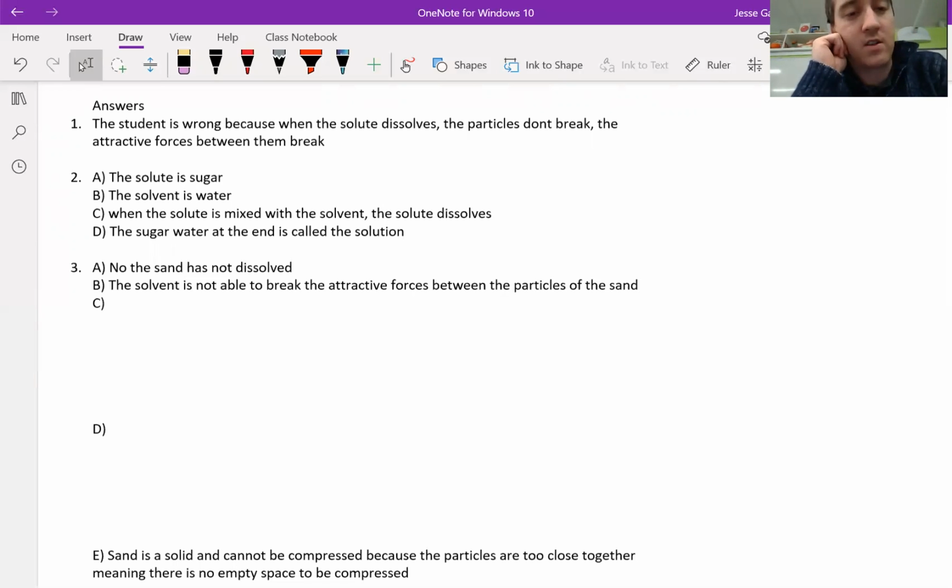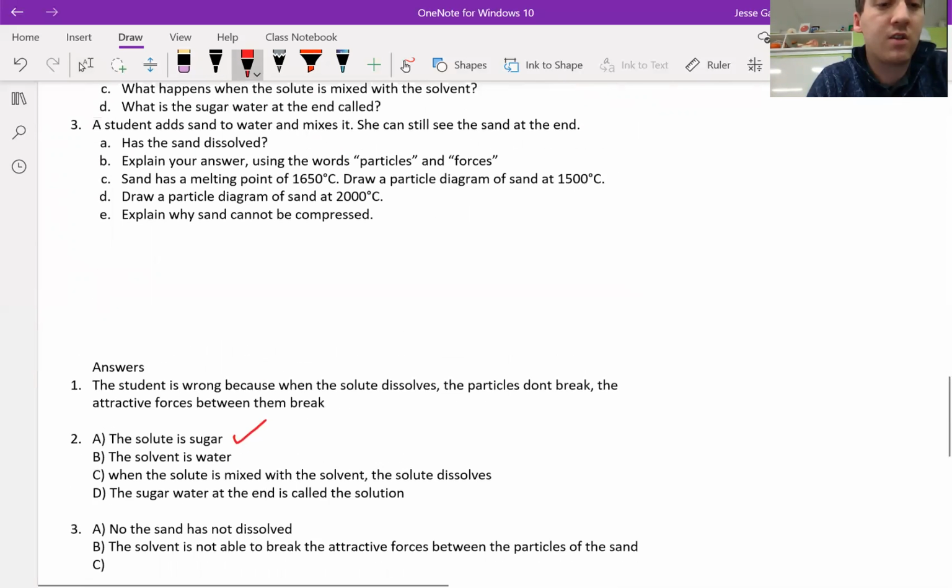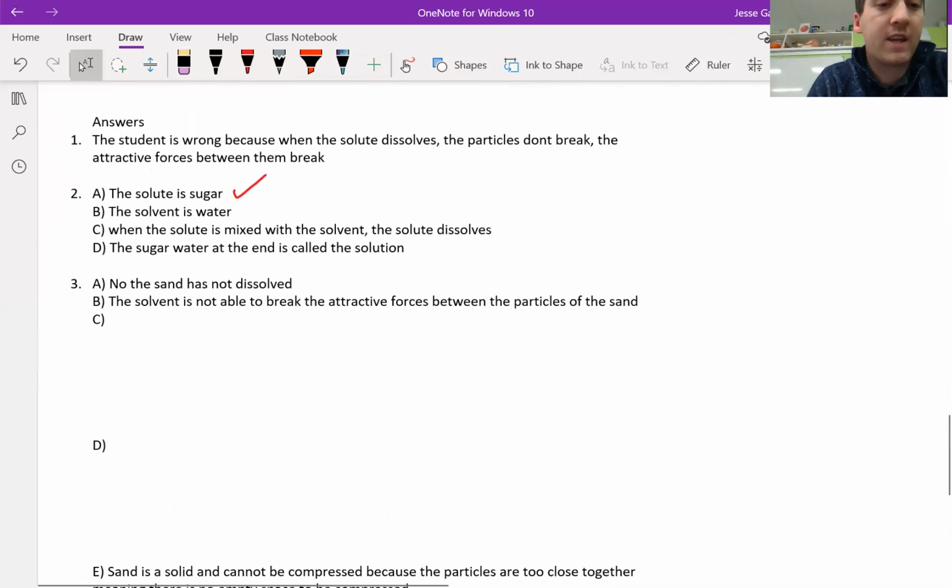Okay, so you should have checked your answers to 1 and 2. You should have either marked them correct with a tick like this, or you should have fixed them and changed them. If your answer is not the same as that, you need to make sure you change it. Okay, so let's go back up and check question 3, so 3A and 3B.